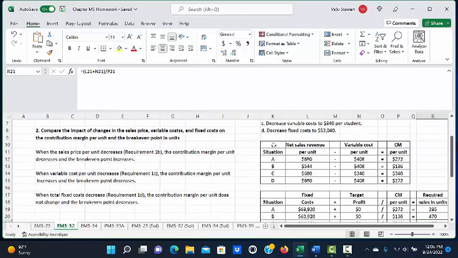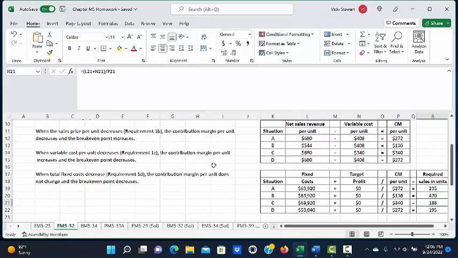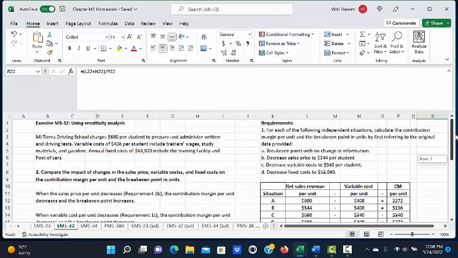And then in the last situation, we decreased the fixed cost to $53,040. So when we're only decreasing fixed costs, that does not have any effect on our contribution margin. However, when we have lower fixed cost and we're dividing by the same contribution margin, we will see that the number of units that are required to break even will be lower. So that is the conclusion of the demonstration for exercise M532.